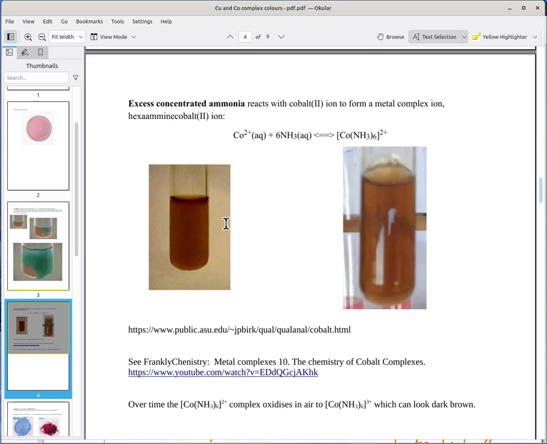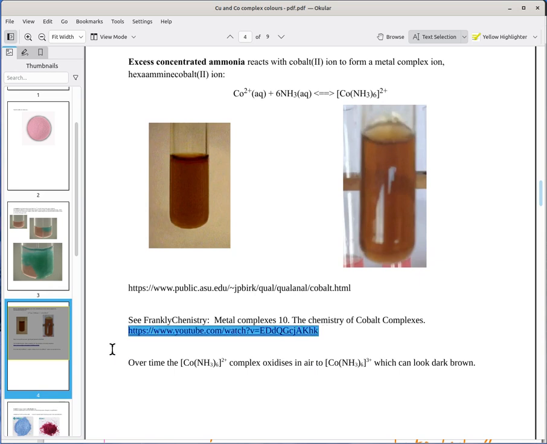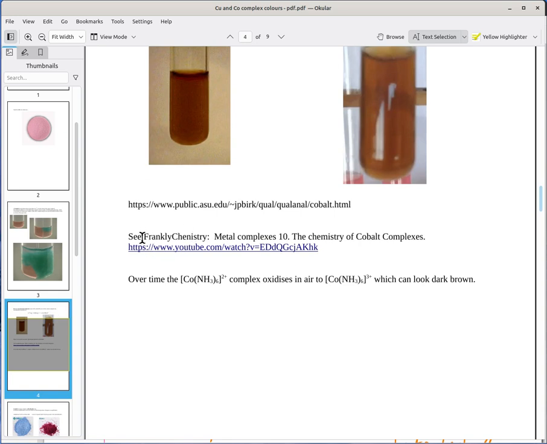So there are two pictures here from independent sources as to what this ammonia complex looks like. And if you go to this link, there's a video where these cobalt compounds are actually shown on the spot reaction. So it's a good reference point. And frankly, chemistry is a very good website for practical discussion. Theory also, of course. A lot of instrumentation videos here. I highly recommend that you go to this site and check it out.